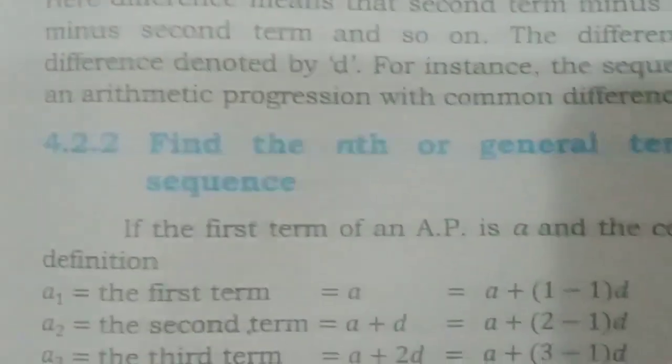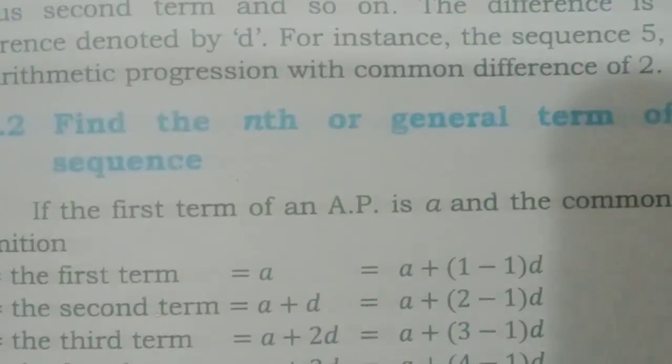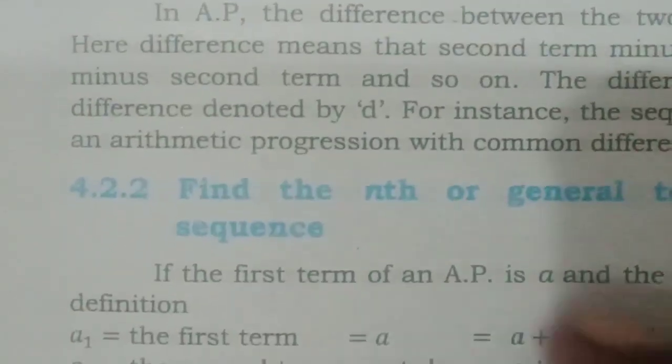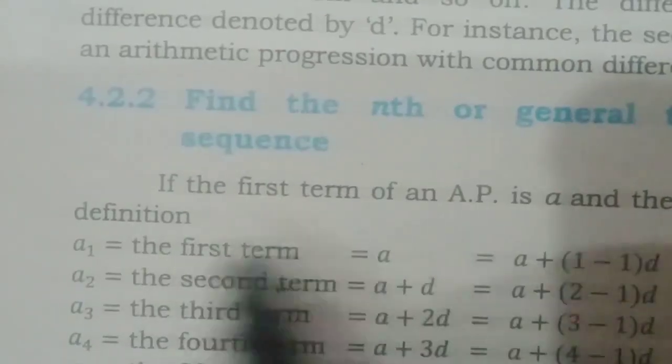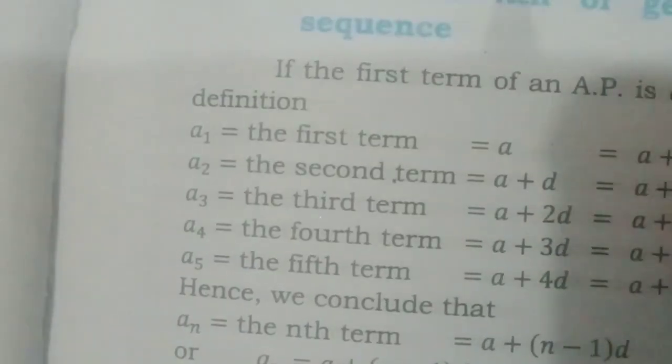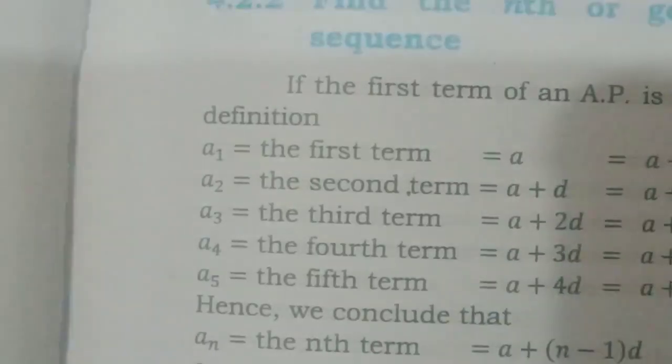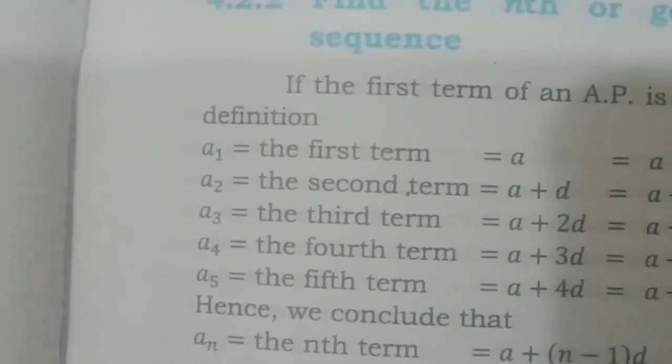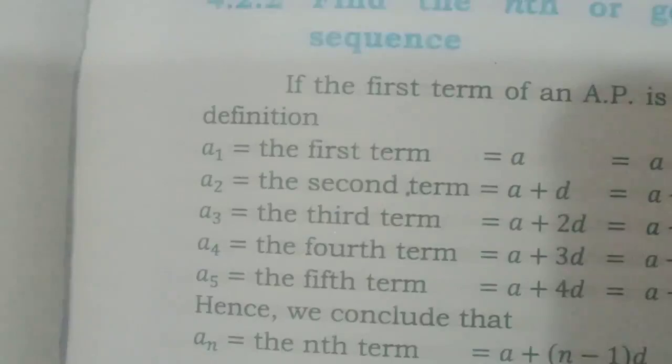Now we are going to find the general formula for the sequence. Let's suppose that the first term is a, and we can say a1. The second term, suppose, is a plus d. Why? Because the next term comes after adding d, where d is the common difference. Like in the first example, adding 1 gives you the second term. In symbolic form, if the first term is a, then the second term comes after adding d.